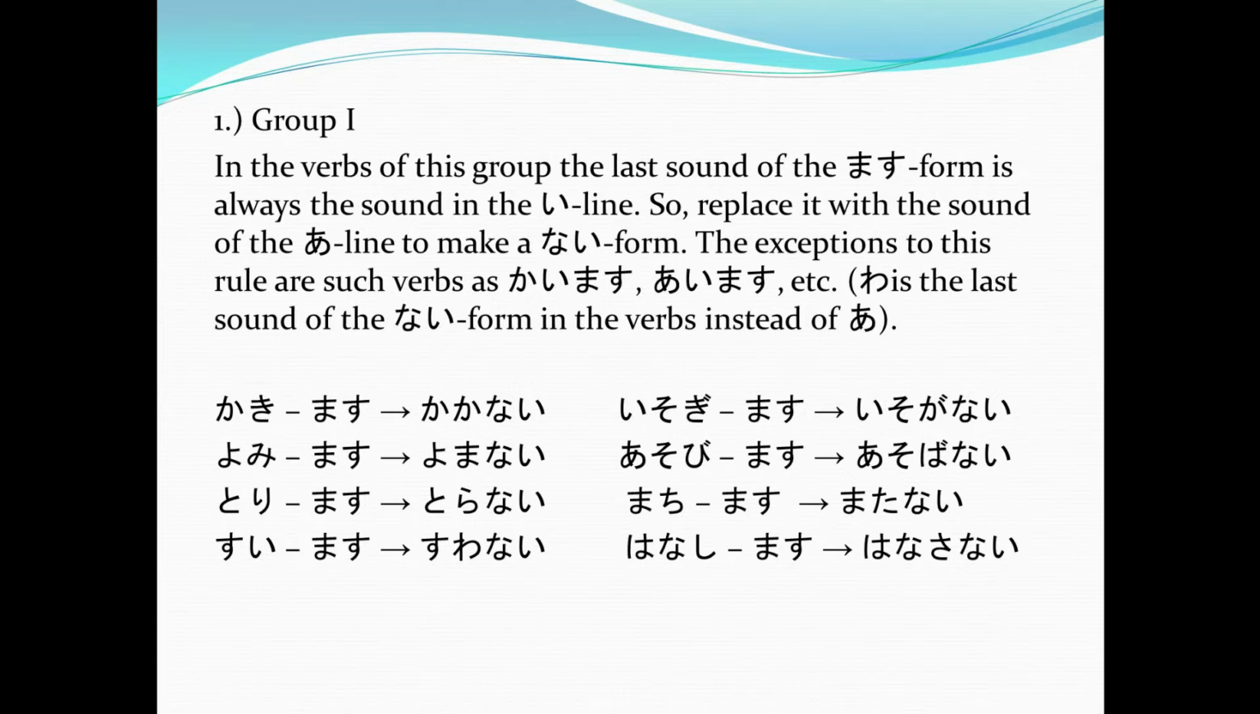Wakatta ka? Kantan deshou? Just remember, alright? For group 1, change the I line of the masu form into the A line, then add nai to make it into a verb nai form. The exception is the i, which you will have to change into wa, then add nai. Got that, everyone? Remember that.